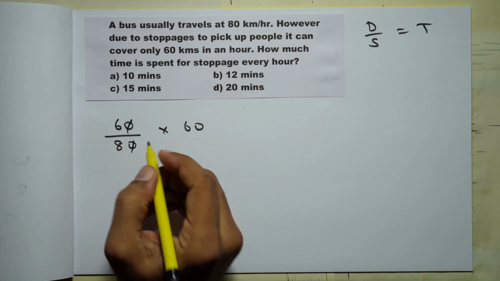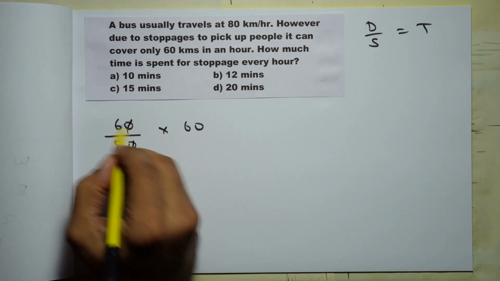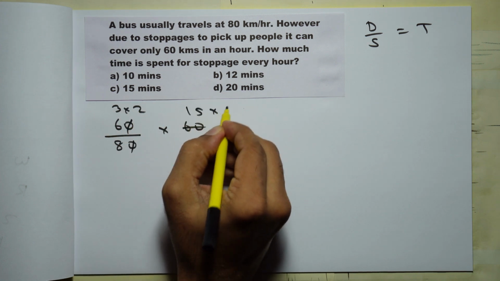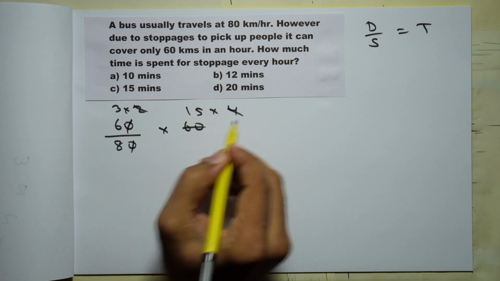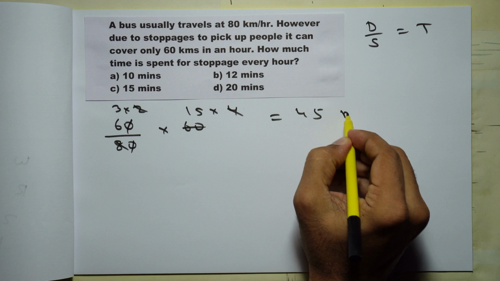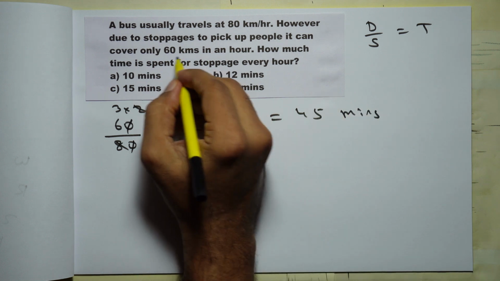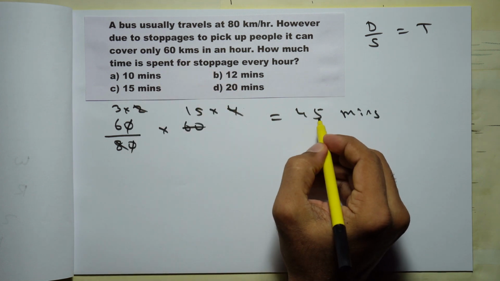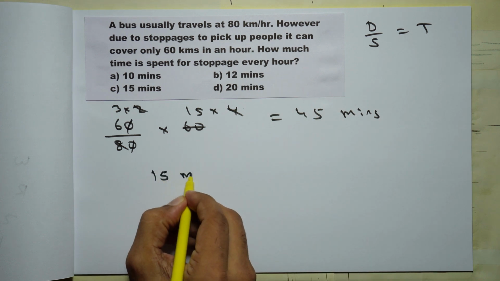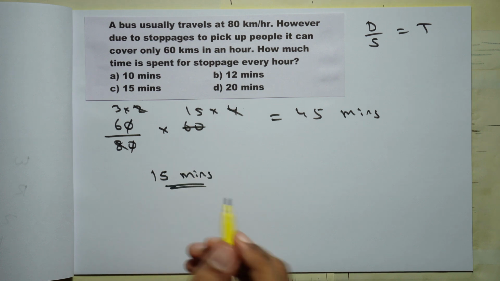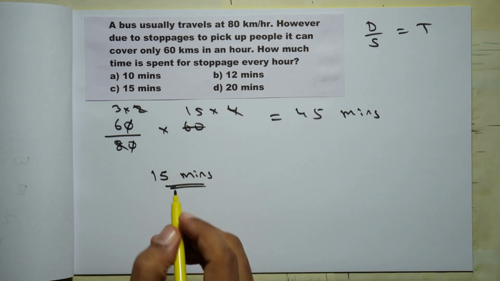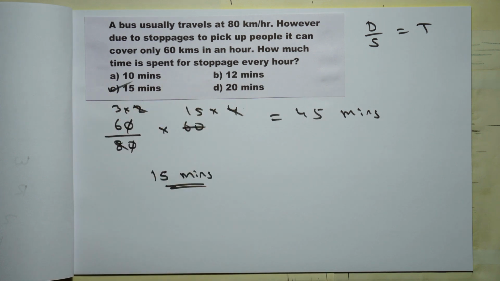I'll cancel out the zeros here. Here I'll just split it up into factors. So 6 is 3 into 2. 60 is 15 into 4. 2 and 4 I'll cancel with 8. So what we have is 3 into 15 gives you 45 minutes. So to do this 60 kilometers, actually it requires only 45 minutes. So remaining 15 minutes will be stoppage time. So how much time is spent for stoppage every hour? 15 minutes. So option C, 15 minutes.